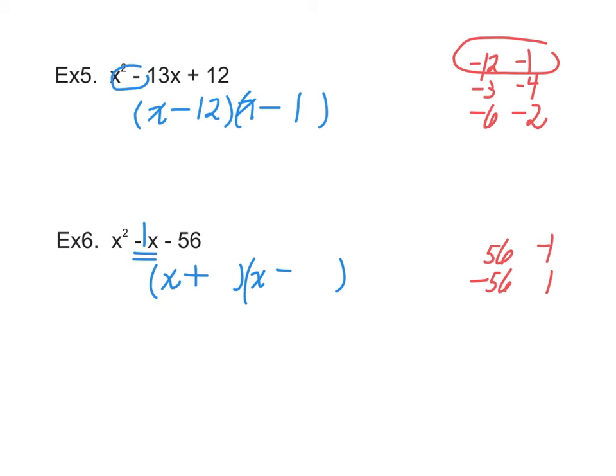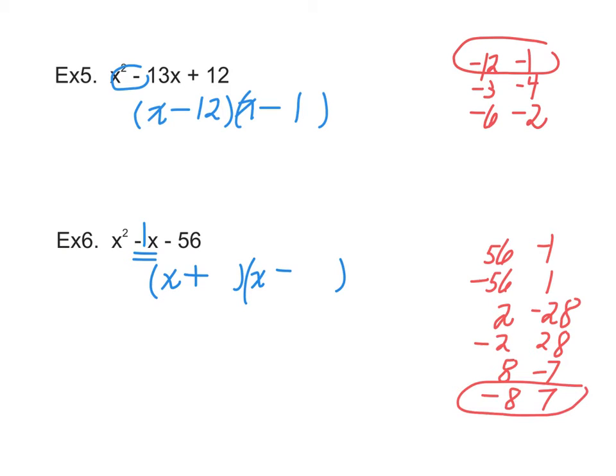56 is even, so I know it's divisible by 2. That would be 28. Negative 2 and 28. But this just doesn't seem to be working. Remember, we have to add them together to get negative 1. I need numbers that are really close to each other. So I was thinking about 8 and 7. Right here it is. Negative 8 and positive 7.